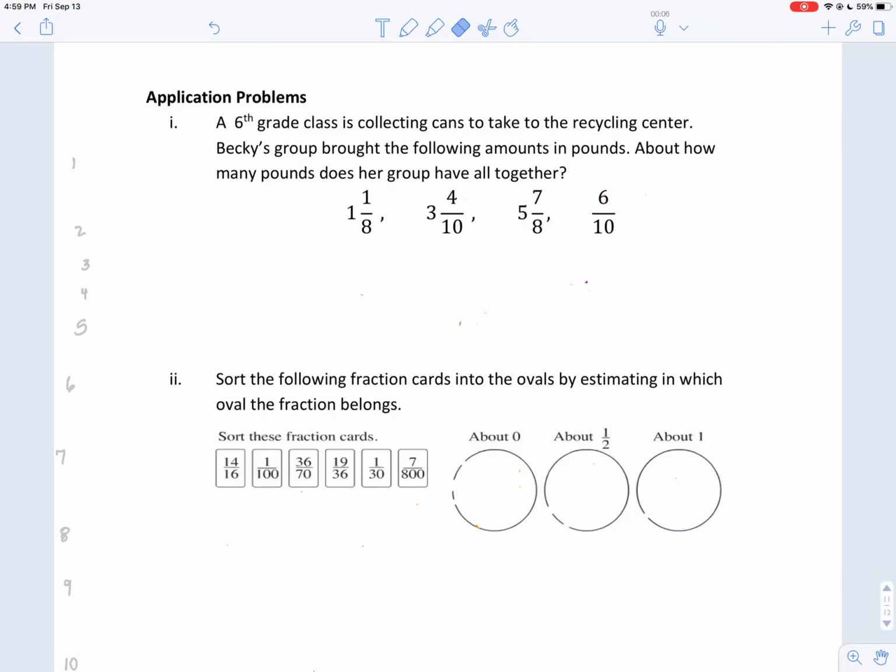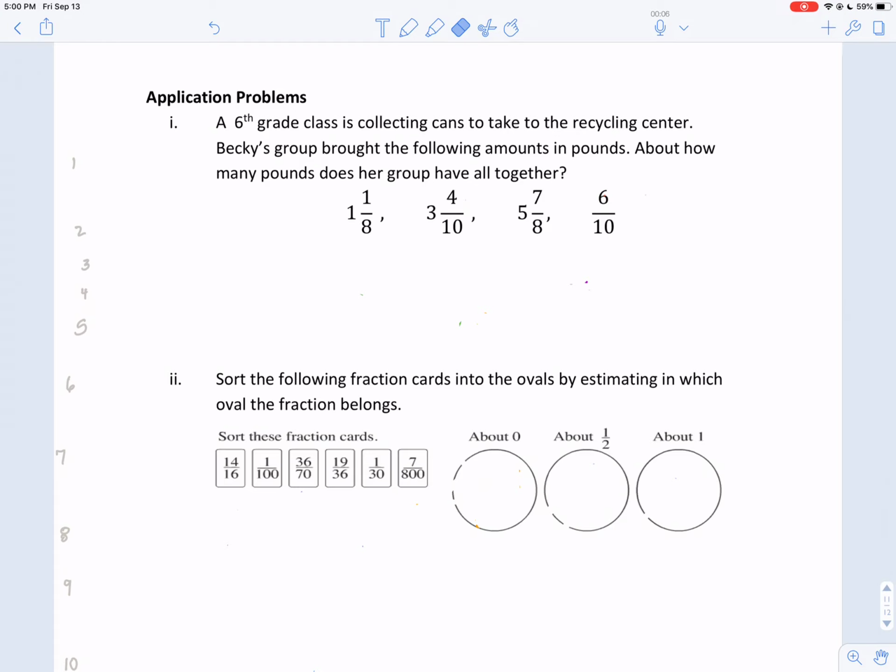We're going to use estimating fractions to help us solve these application problems in this video. So the first application problem is you're collecting cans to take to the recycling center. And Becky brought in the following amounts of cans. So we want to know about how much her group has altogether.